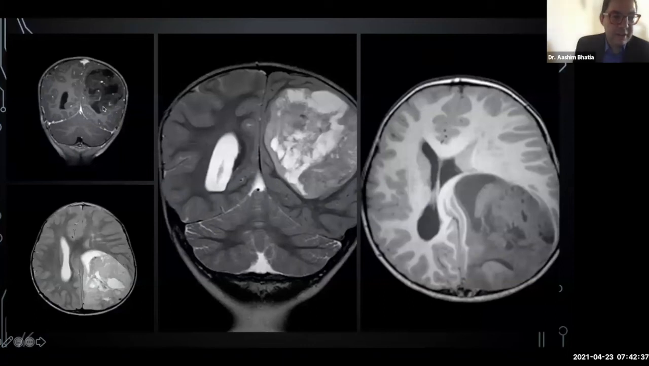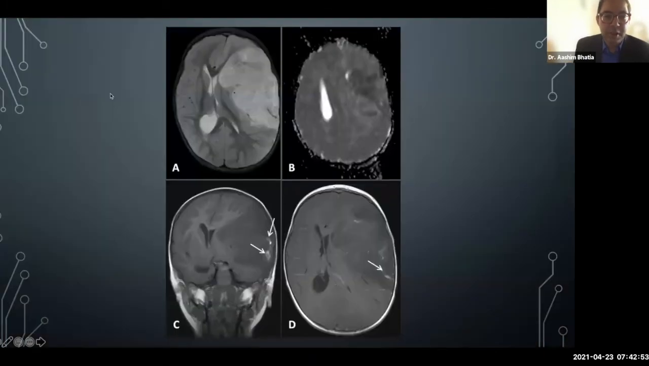So again, this is a poor enhancement, large mass. This is the embryonal tumor with multilayered rosettes. So it's not much surrounding vasogenic edema, right? A lot of mass effect and very minimal enhancement. So this is what you're gonna be looking for.